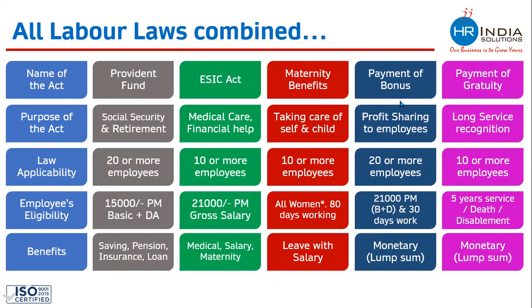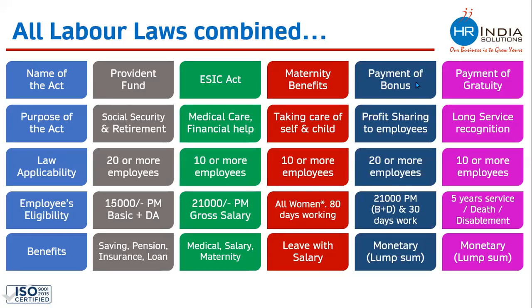These labor laws give what kind of benefit? PF gives a benefit of saving, pension and insurance. The ESIC Act gives the benefit of medical care, salary and maternity benefit. The Maternity Benefit Act gives leave with salary to all women employees for 26 weeks, which is more than 6 months.